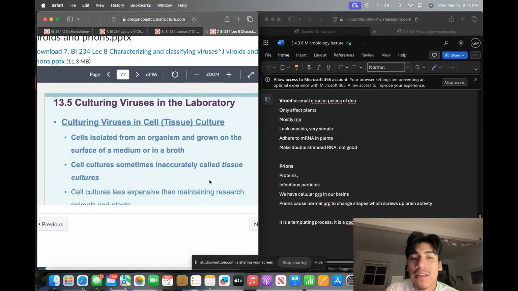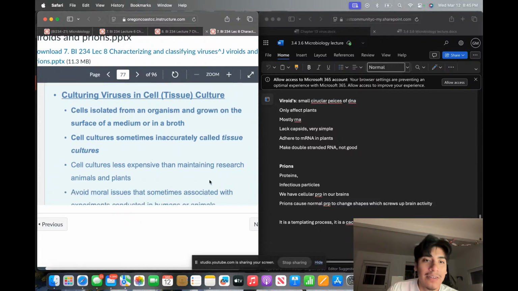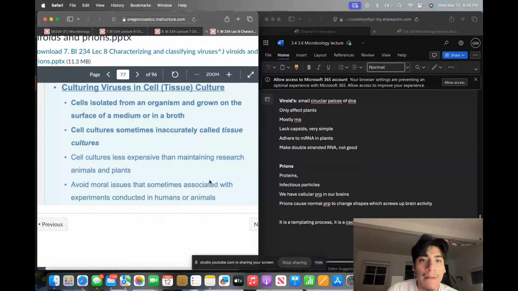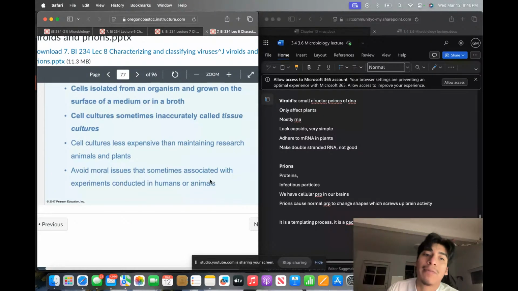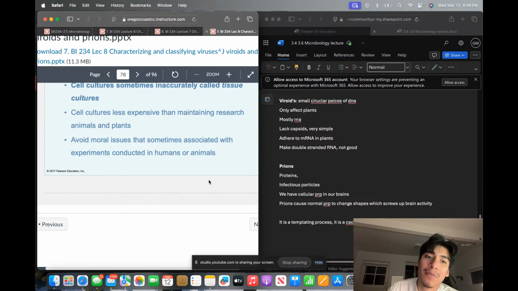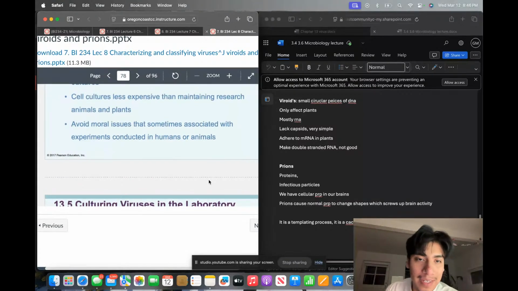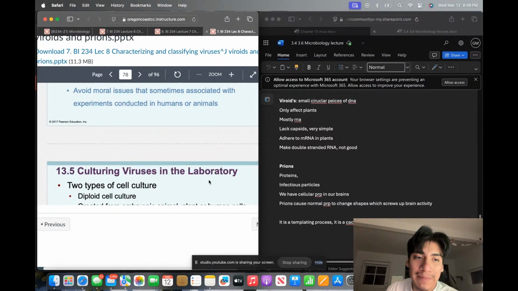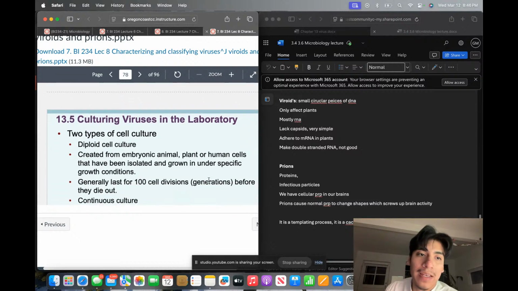Culturing viruses in cell cultures. These are cells isolated from an organism and grown on the surface of media or broth. Cell cultures, sometimes inaccurately called tissue cultures, are less expensive than maintaining animals and plants, and avoid moral issues sometimes associated with experiments conducted on humans and animals. So if you want to, for example, culture HIV for research, you wouldn't want to give it to a human. It needs a host, so there are two types of cell culture.